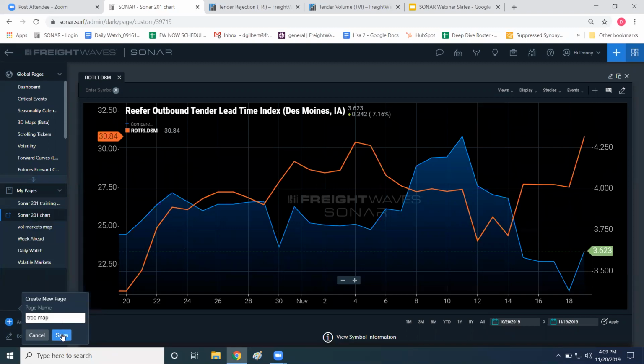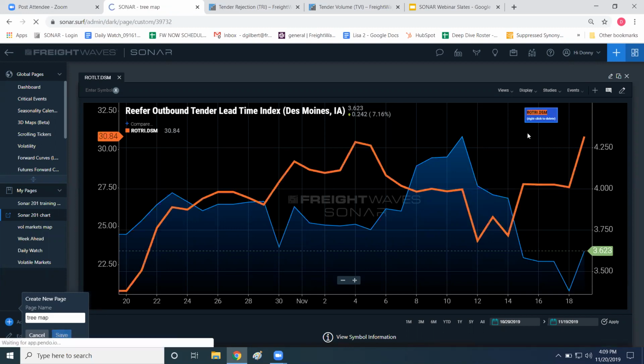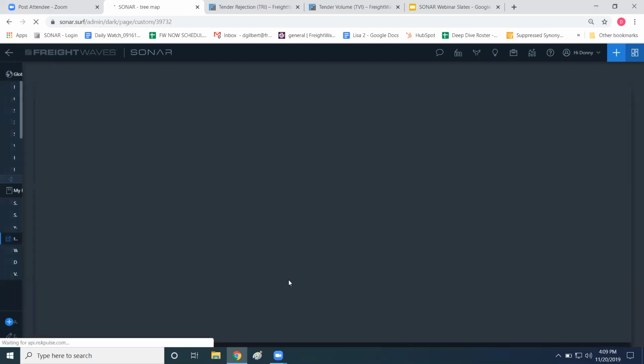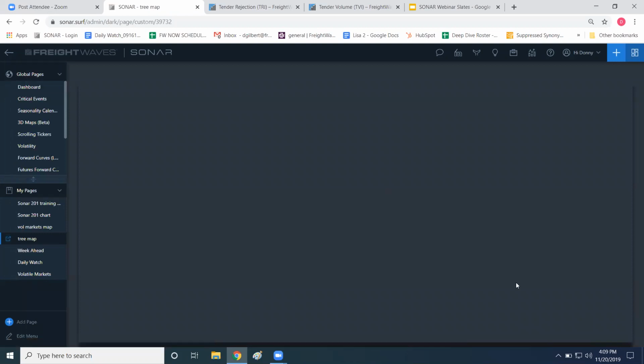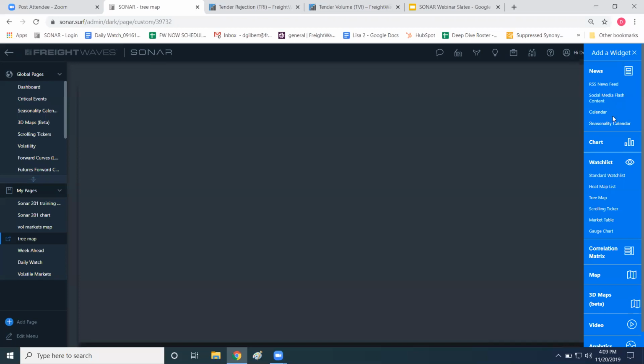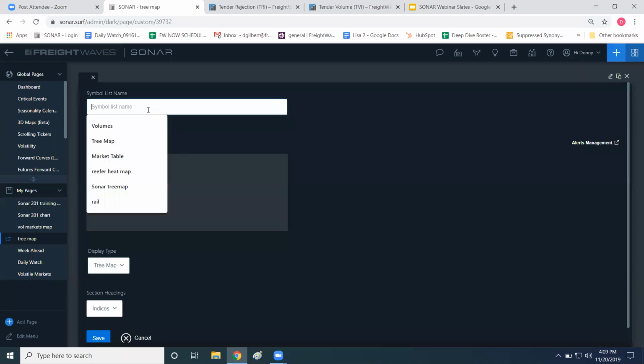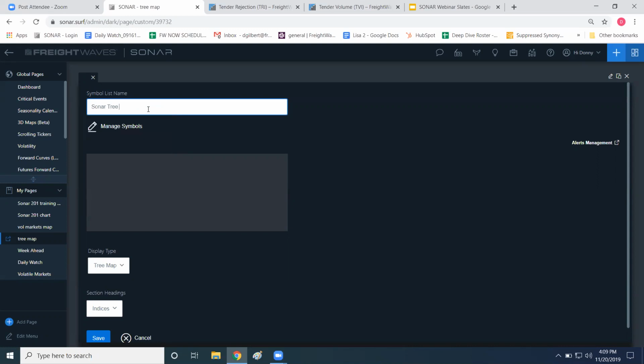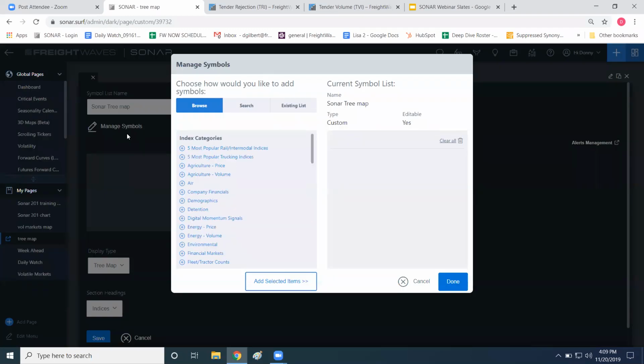And I'm going to build a new page and show you what a tree map is. Building a new page, the page comes up blank. To the top right here, the plus sign, select tree map. I'm going to be SONAR tree map, and I'm going to click manage symbols.